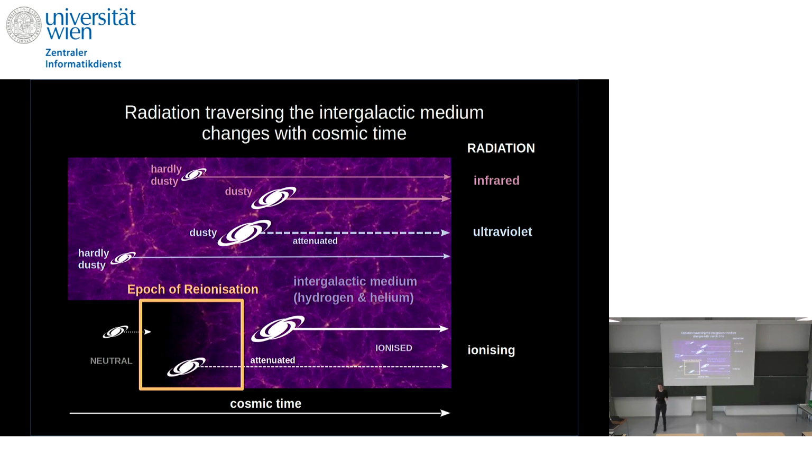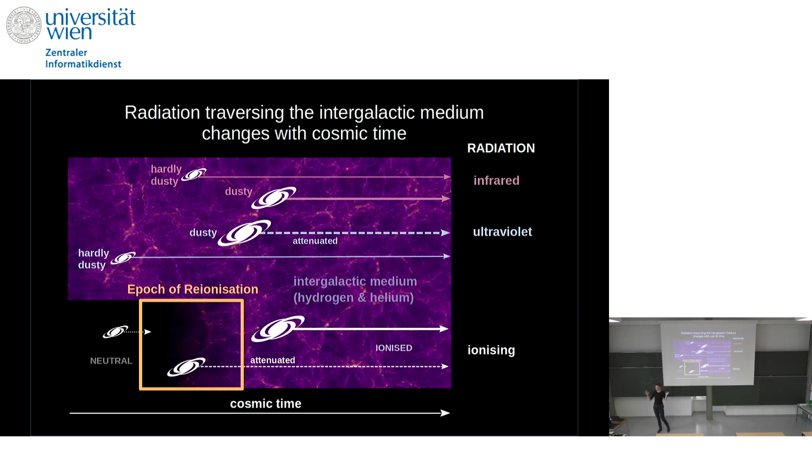And the third one, this is actually where I'm working, is the ionizing, by which I mean hydrogen ionizing radiation. So everything above 13.6 electron volts. And what you find here is an evolution in cosmic time, whether you will see something or not. So in the very beginning of the universe, you basically don't see any ionizing radiation from galaxies. However, at some point, you start to see them. And this is one of the last major phase transitions in our universe. It's called the epoch of reionization.